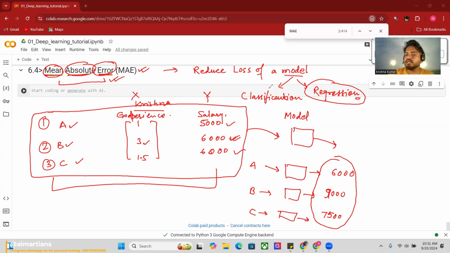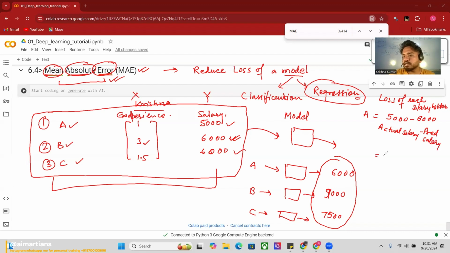So now if I ask what is the loss of each salary holder, the first person has 5,000, and the loss he is making comes when we subtract. This is called actual salary, and this is called predicted salary. I'm sorry for the spelling. When you subtract this, you get minus 1,000, the kind of loss he is making.